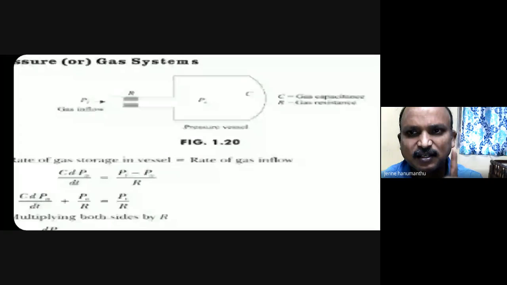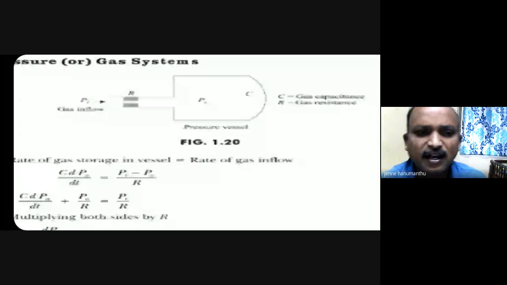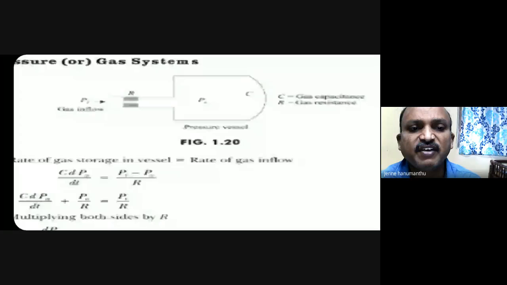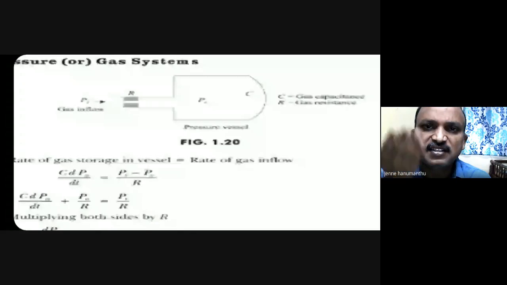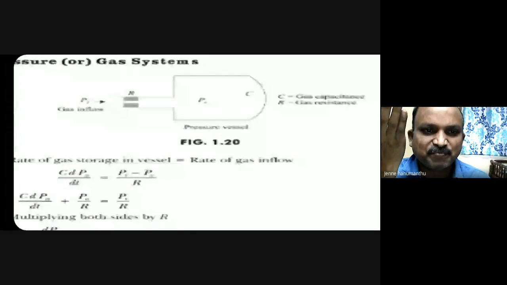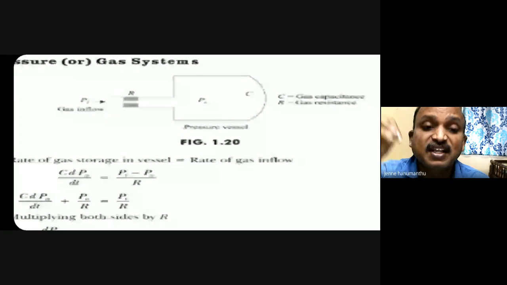Restriction refers to resistance. Understand? That's one element. And when the gas is entered into the closed vessel, the pressure level increases.